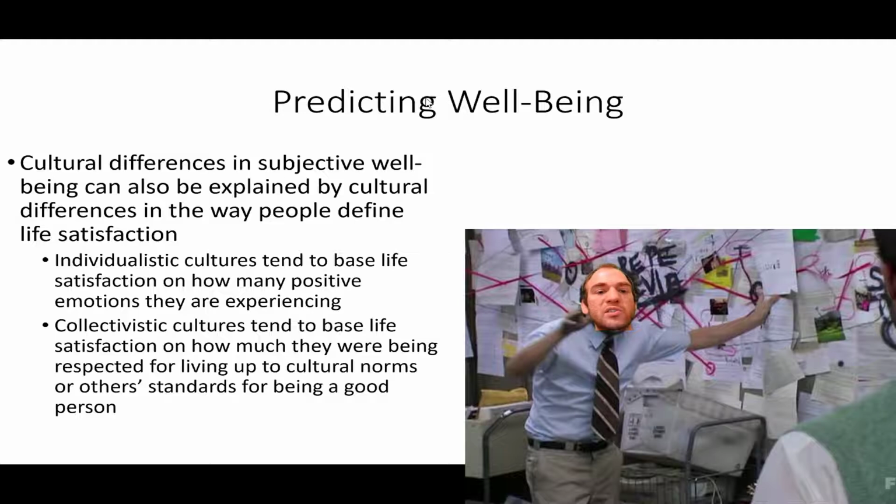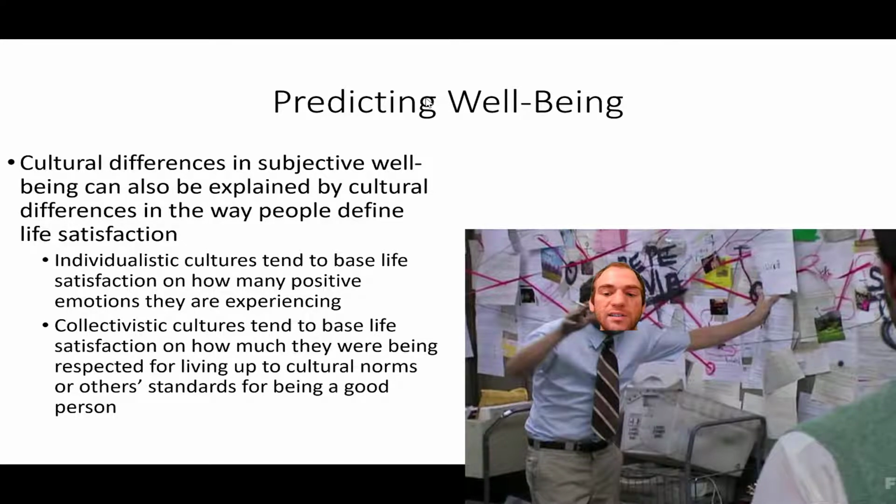Cultural differences in subjective well-being can also be explained by cultural differences in the way people define life satisfaction. Individualistic cultures tend to base life satisfaction on how many positive emotions they are experiencing. Collectivist cultures tend to base life satisfaction on how much they are being respected for living up to the cultural norms and other standards for being a good person.